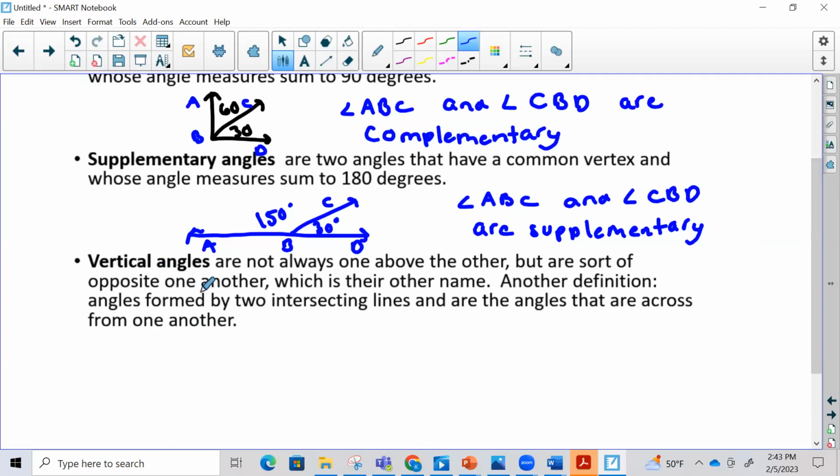So then we have vertical angles. Vertical angles are not always one above the other, but are sort of opposite one another, which is their other name. So I think that definition is really confusing. It's the one given in the packet, but another definition is angles formed by two intersecting lines, and they're the angles that are across from one another. So I would have two intersecting lines.